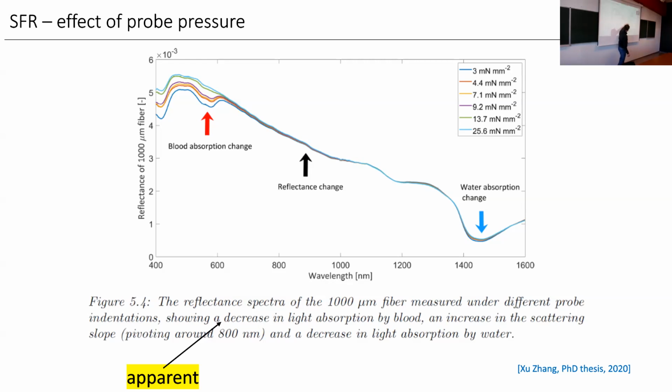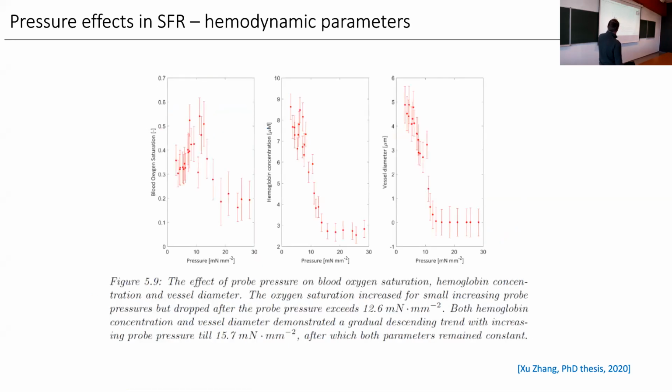That's what's happening. But here in the water, you also see that if you push hard enough, you will actually push out water. So this shows an apparent decrease in light absorption by blood. It's not that the absorption by blood has changed, but simply because you move blood out of the measurement volume, the absorption signal changes. So that is also something that you would have to take into account.